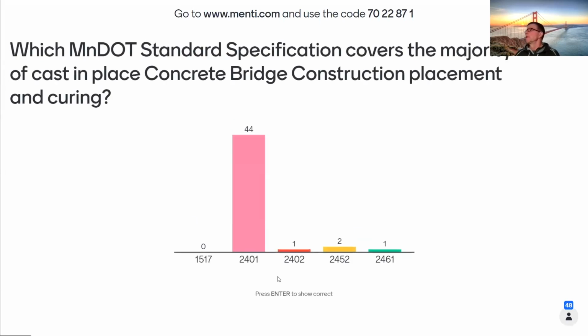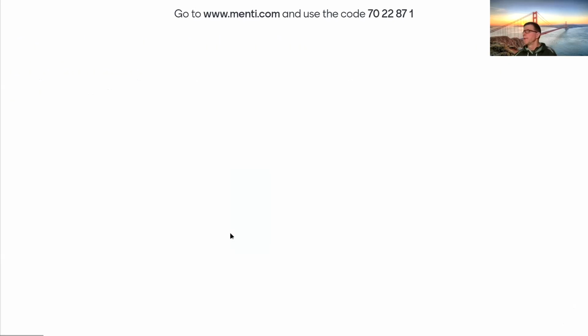Which MnDOT standard specification covers the majority of cast-in-place concrete bridge construction, placement, and curing? We mentioned how 2401 just has an awful lot of information, so be familiar with that. Everything from your substructures to superstructures and so forth. It looks like somebody else is stuck at a question, so for some reason it's not letting us pass there. Again, concrete bridge construction, you're going to see an awful lot of things in 2401. So just be aware of that.